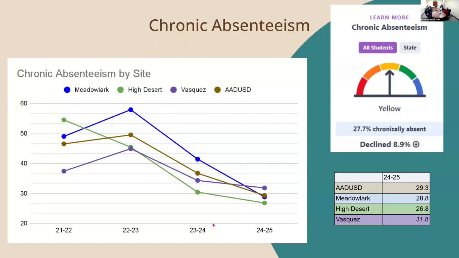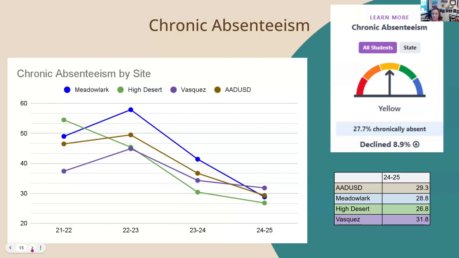So this is just another way of looking at our chronic absenteeism. This does show from 21 to 22, 22 to 23, all the way to 24, 25. It shows Meadowlark, High Desert, Vasquez, and the district as a whole. Yeah, High Desert, they're doing great. That is so interesting to see.